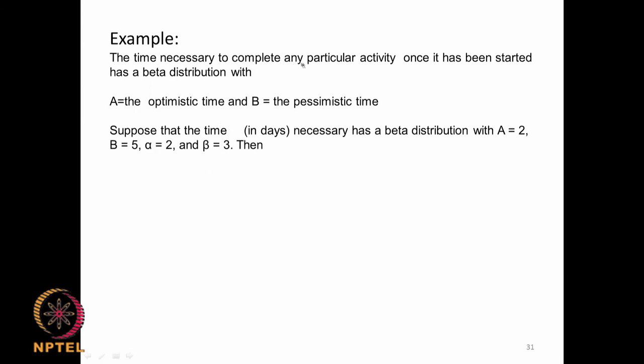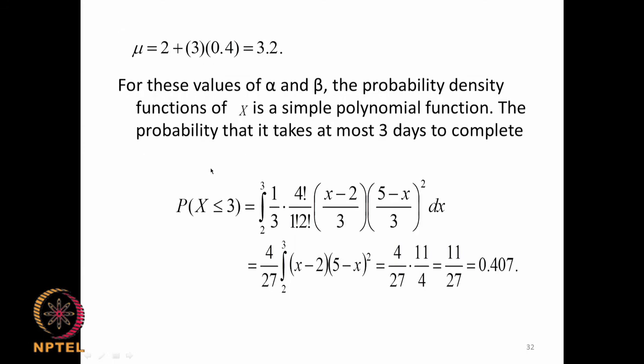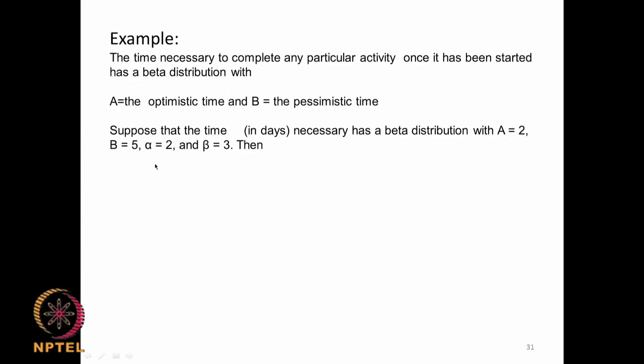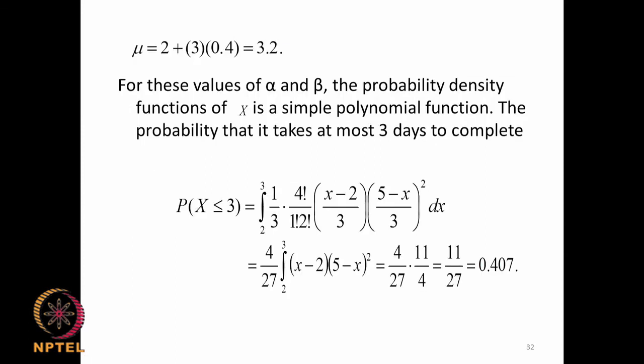Time necessary to complete any particular activity once it has been started follows a beta distribution. Suppose A is the optimistic time, given as 2 days, B is the pessimistic time, given as 5, alpha is equal to 2, beta is equal to 3, then the mean will be 3.2. That means on an average it will take you 3.2 days to complete the task.